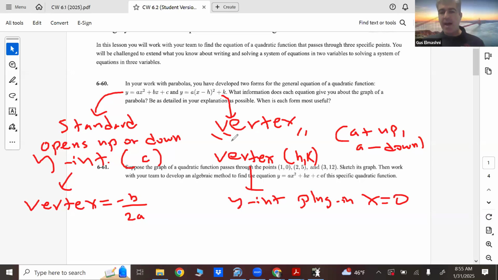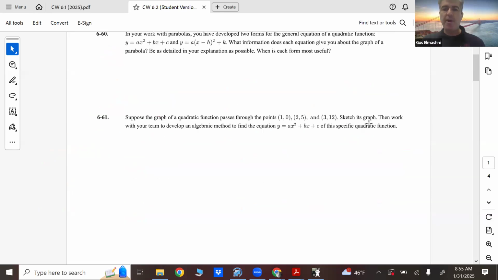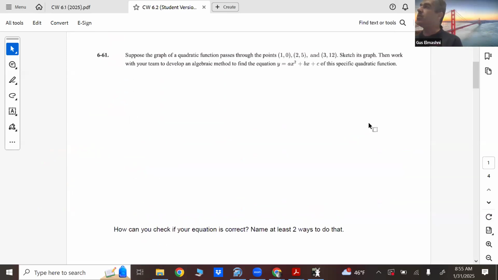Okay, so now we know that. We're as detailed as possible. Let's move on to 661. So any question on 660? We saw what that means. Now for 661, this is the part where we need to use a matrix, and we need to solve for 3 variables or constants. So first off, they say that a quadratic function has those points.